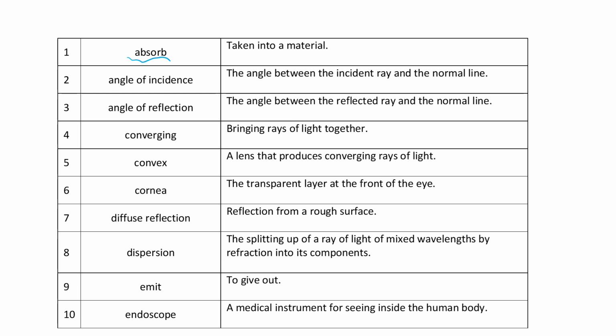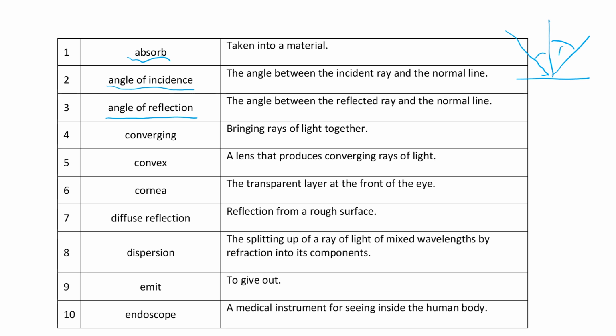The angle between the incident ray and the normal line is the angle of incidence. Think about the diagrams that you did to do with reflection. The angle between the reflected ray and the normal line. Okay, so you got that there, you got that there, you got that going in. So there's your angle of incidence. That's the reflection. There's your angle of reflection.